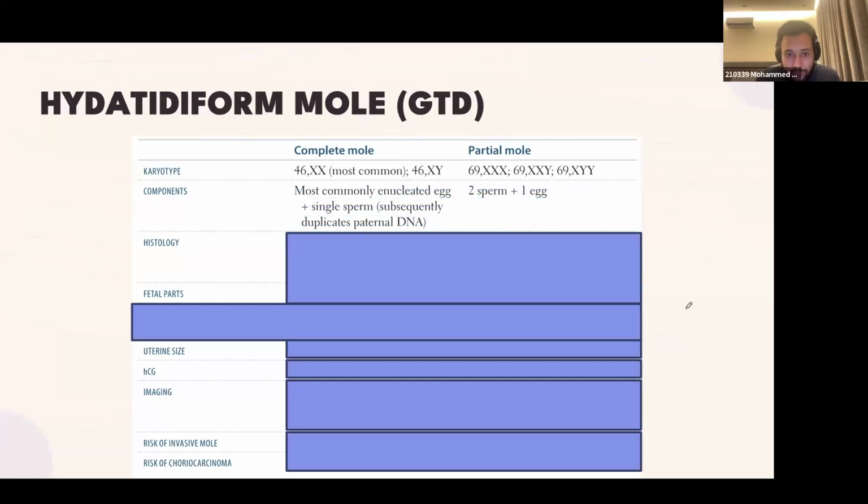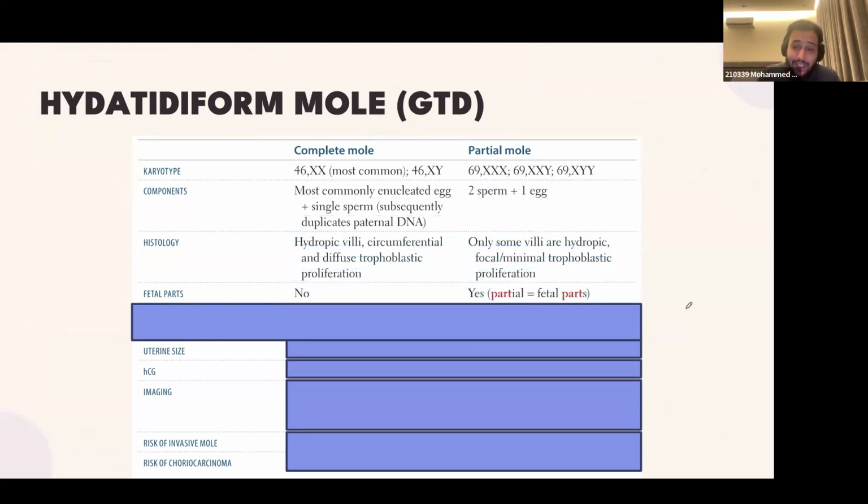Histology. The most important way to differentiate complete to partial is what in histology? Or generally, what do you see in partial that you don't see in complete? You never see fetal parts, okay? You'll have hydropic villi mostly in complete. However, you will never see any fetal parts, okay? In partial, you'll see some hydropic villi, but you will see fetal parts, yes.